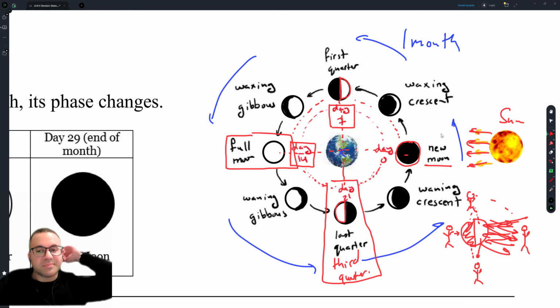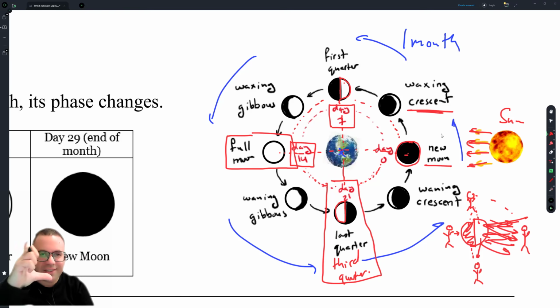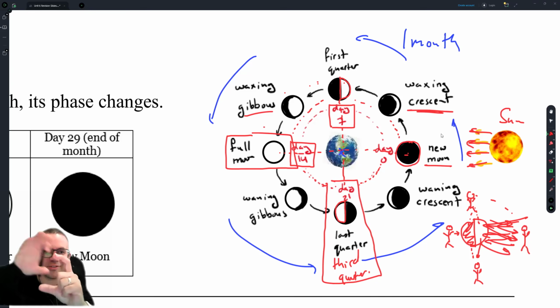The phases between a new moon and a first quarter, or a last quarter and a new moon, are called a crescent. That's when you get a little banana of light. And then when it starts getting brighter and brighter, between a quarter and a full moon, we call this a gibbous. That's when you get a banana of dark and everything else is bright.